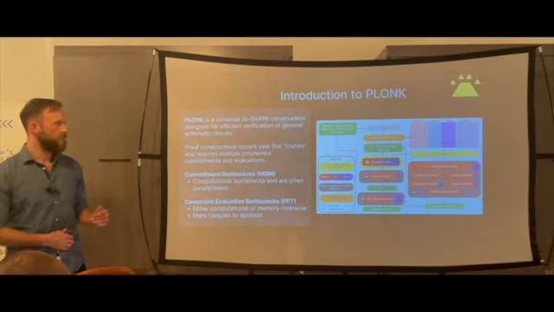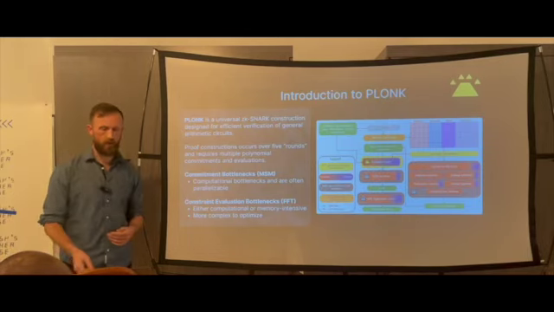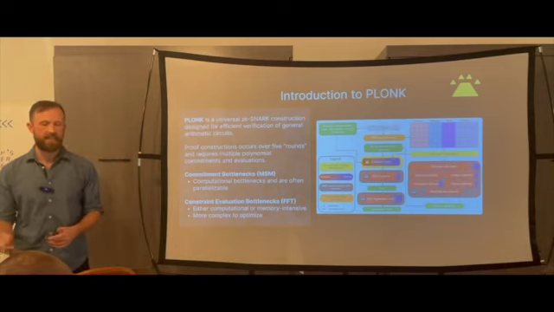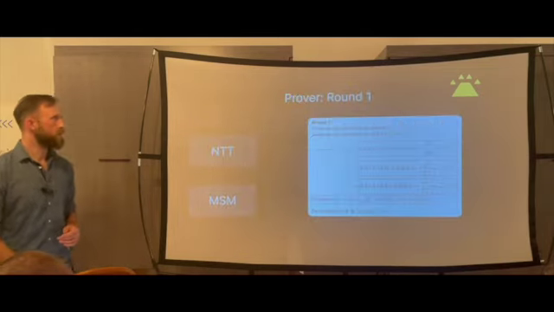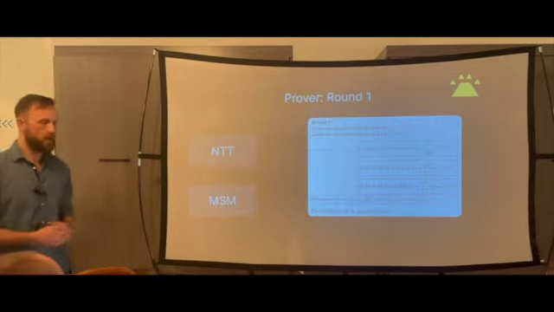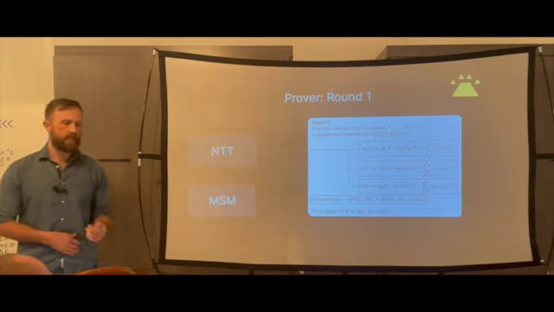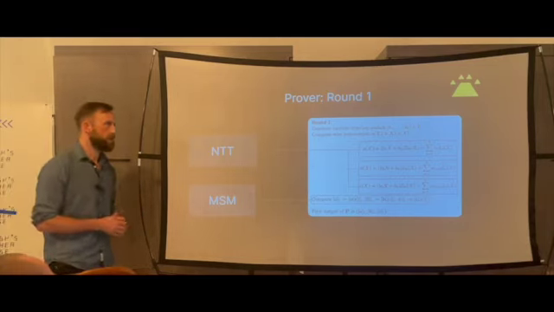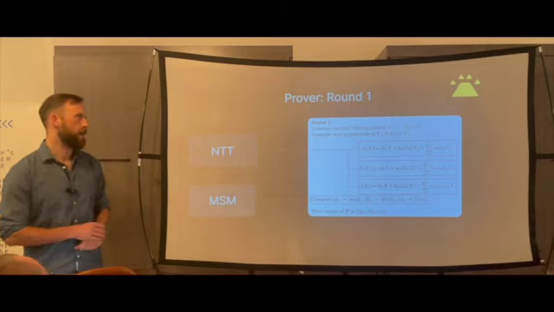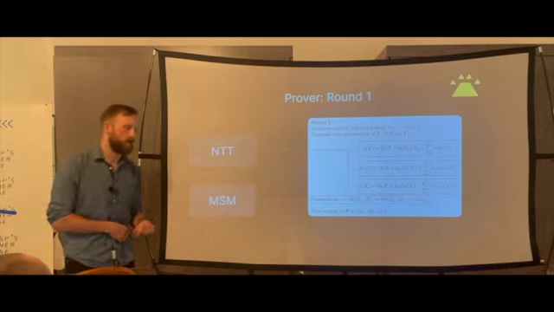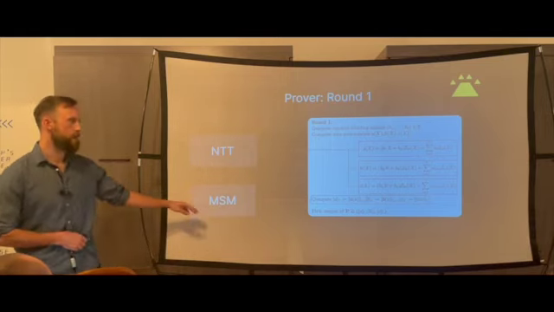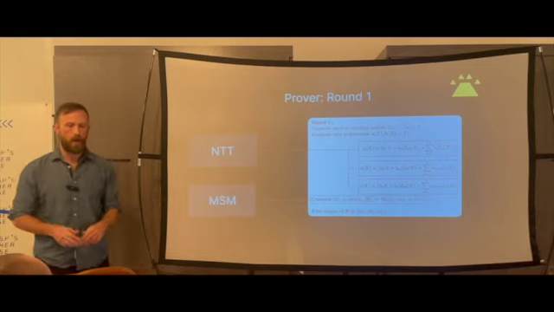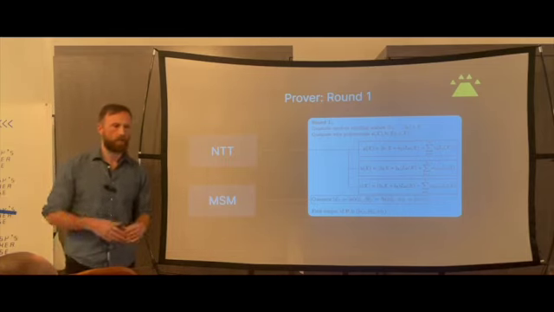Before we dive into the actual code, we're going to walk through the different rounds of the Plonk prover and see where these NTTs and MSMs happen. So this is round one of the Plonk prover. The first thing that happens is we generate blinding scalars. We have to compute our wire polynomials, which requires a Lagrange interpolation. That's an NTT. And then we have to compute the commitment to those polynomials with our blinding polynomials as well. So that's round one.